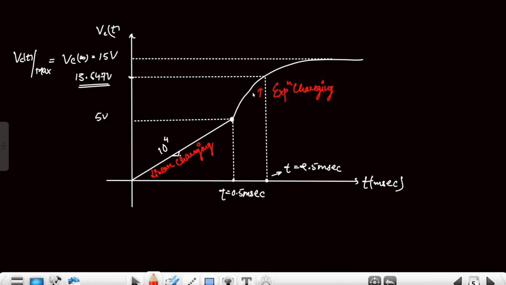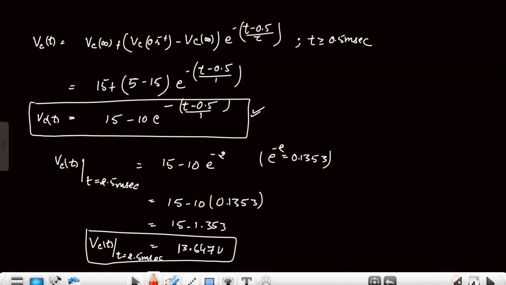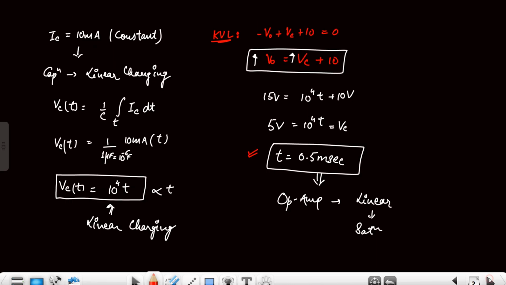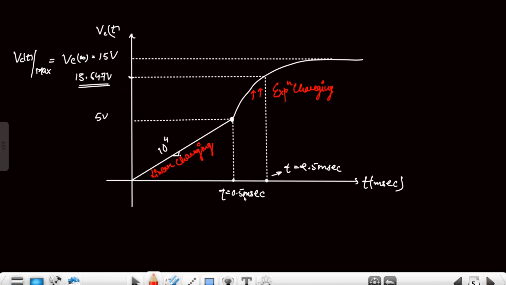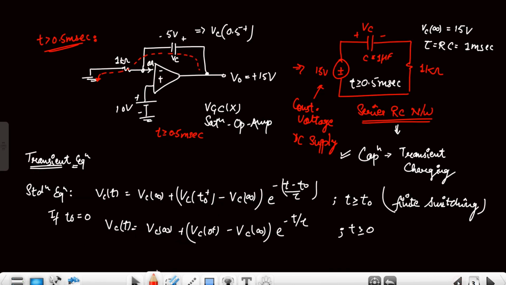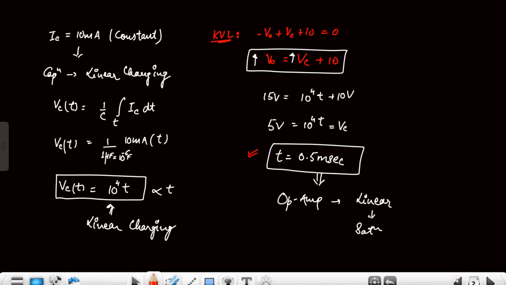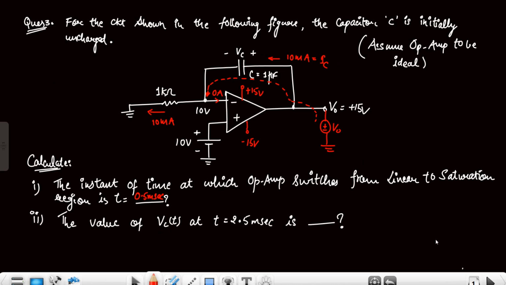So this is the waveform, and in fact the question given here asks for the instant of time at which the op-amp switches from linear to saturation region. It can also be asked in this form: the instant of time at which the capacitor switches from linear charging to exponential charging. Both forms can be good forms of the question, right? So it can be asked this way also. This is the concept of this question. Okay, thank you.